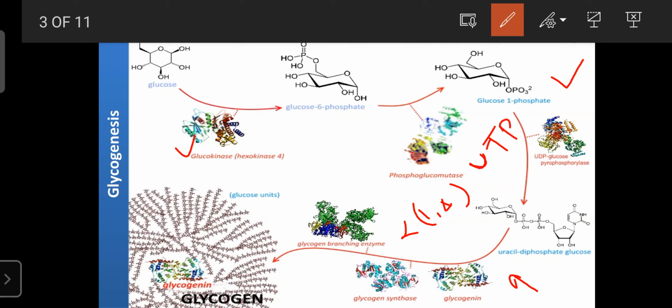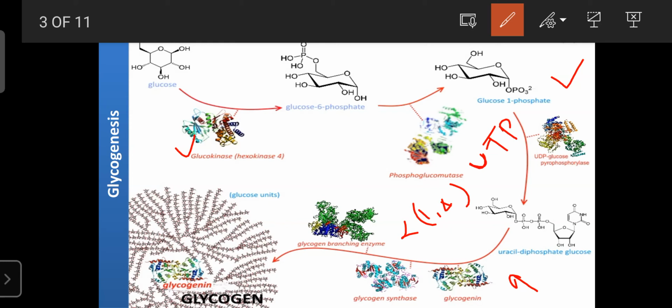After that, when the 7-glucose primer is ready along with the glycogenin, the glycogen branching enzyme is active. It can create a bond between the glycogenin and the 1,4-linked primer. It can form another bond, that is the alpha 1,6 glycosidic bond, which was formed between the new chain and the glycogen primer.